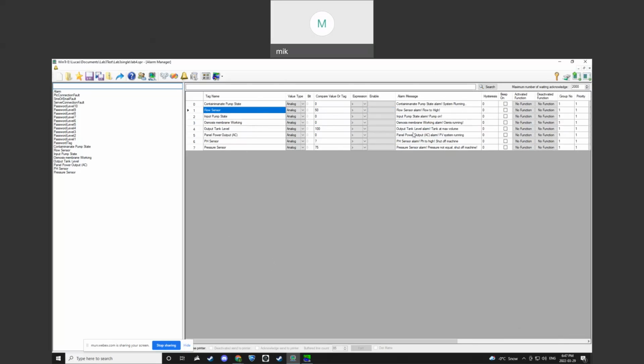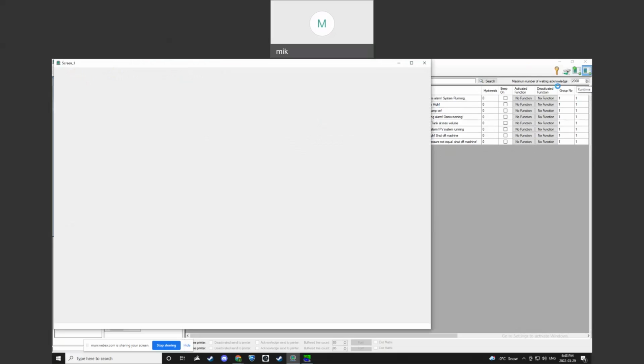I have a flow sensor and I just have that value set to 0 for the sake of this. The output tank level, in a real application, there would be some sensors to tell the level of the tank. I just have it set to the max volume right now, and if it's above this volume, we'll get an alarm of 100. In terms of the panel power, I have the compare value set to 0. This will tell the output value of the panel. If the solar panel is working and producing power, this gives the overall power output going into the pump. Followed by that, we have a pH sensor and a pressure sensor here. These would be alarms with 7 and 75 arbitrarily set for those values.